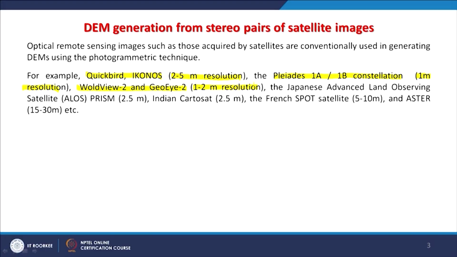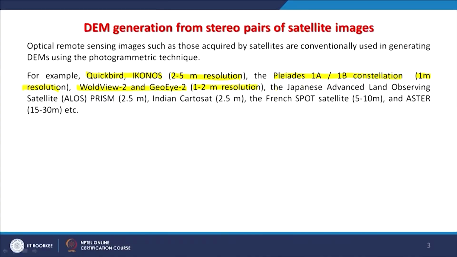WorldView-2 and GeoEye-2 also allow us to generate digital elevation models at 1 to 2 meters. And so far, for all these satellites which I have discussed, you have to buy the data, which is very expensive. So, unless it is really required to have a digital elevation model at 1 or 2 meter resolution, one should not think of employing the stereo pairs of these satellites. Instead, one should try to resort to free data like ALOS data, or Indian Cartosat data or the French satellite at 5 to 10 meter, or ASTER data which is 15 to 30 meter.